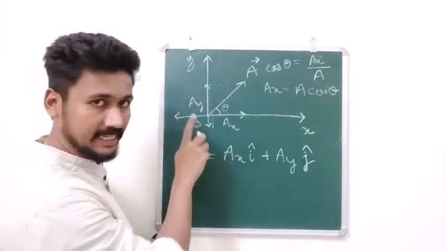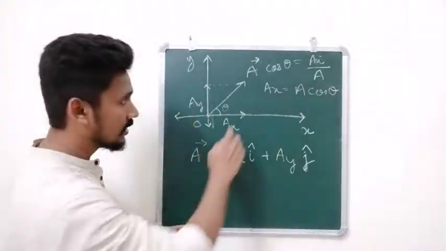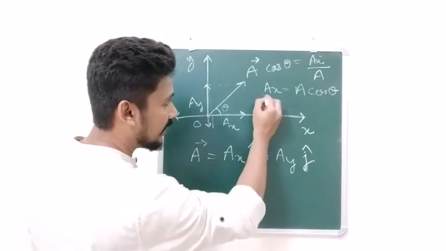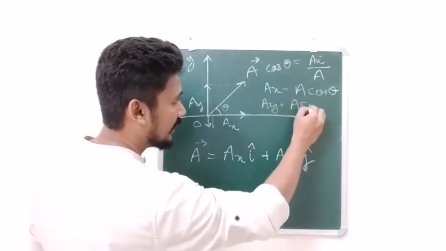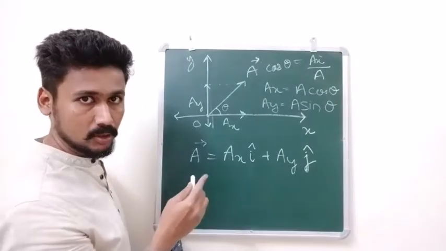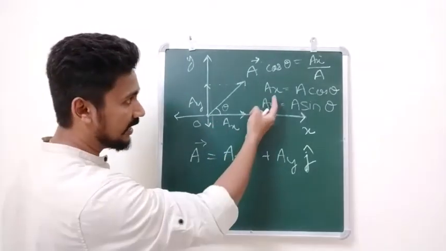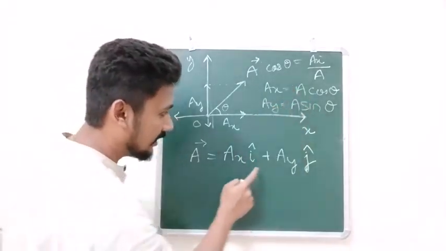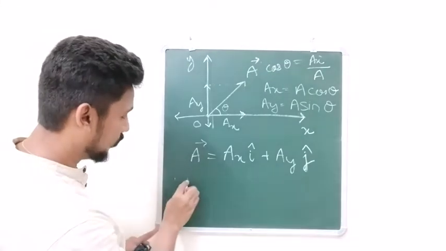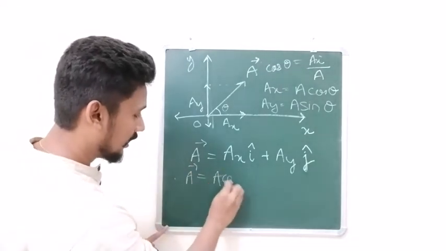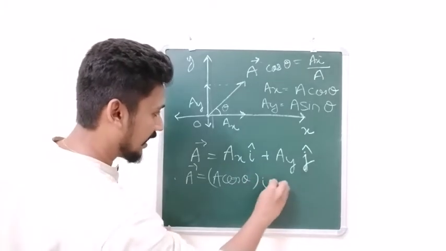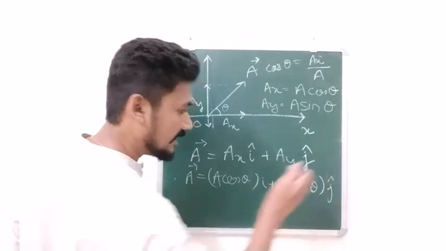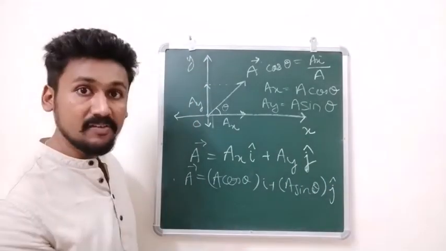Similarly, how much is sin theta? Sin theta is opposite upon hypotenuse. What is opposite? Opposite is AY, and hypotenuse is A. So you could write AY is equal to A into sin theta, right? So using simple trigonometry, you could get a value for AX, which is A cos theta, and AY, which is A sin theta. Using these in our equation, we can write, therefore, vector A is equal to A cos theta i cap plus A sin theta into j cap. But still there is a better way to write this.